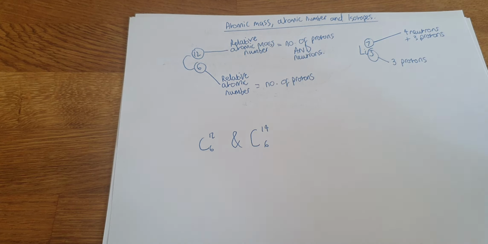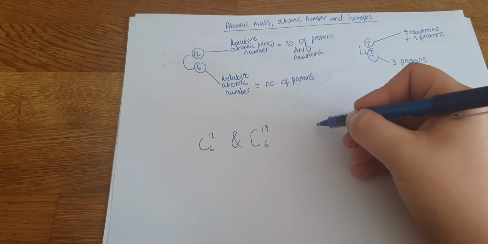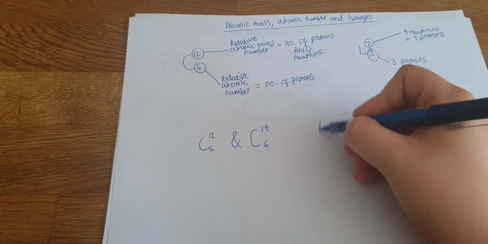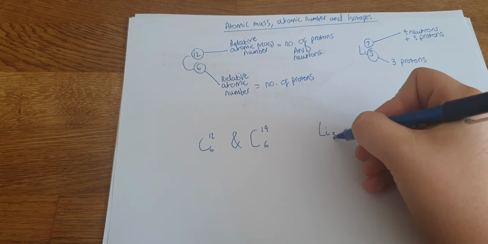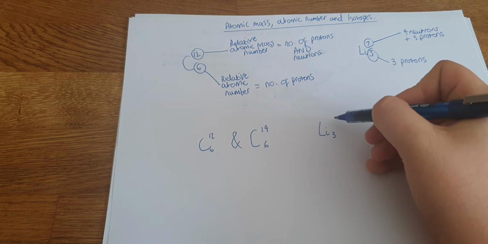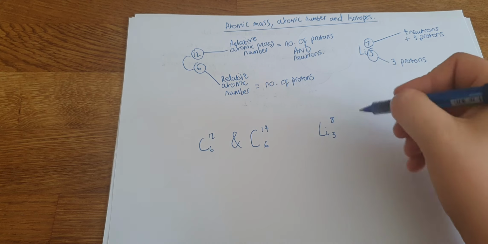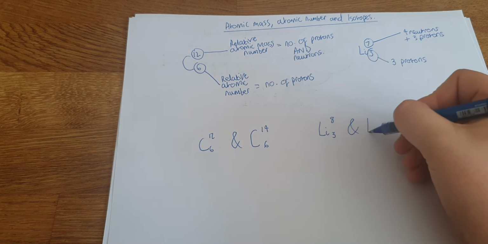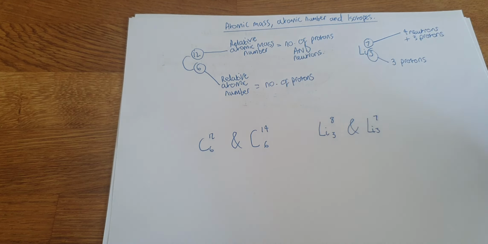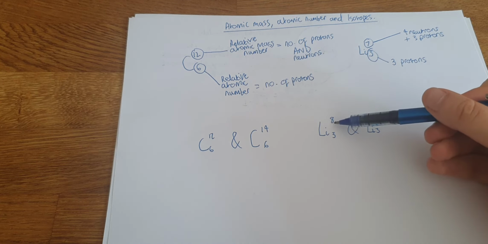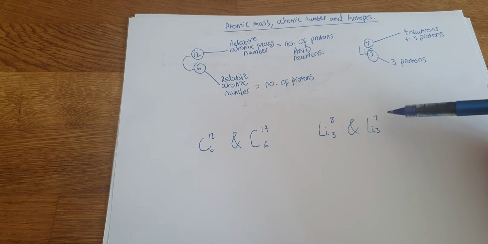So, you know, that's quite straightforward. I'm just going to make one up for lithium. Lithium 3. Okay, I've completely made this up. So this one, lithium 8, has 1 more neutron than lithium 7 does, so they are isotopes of each other.